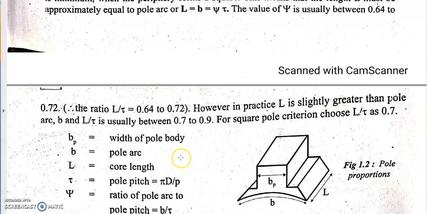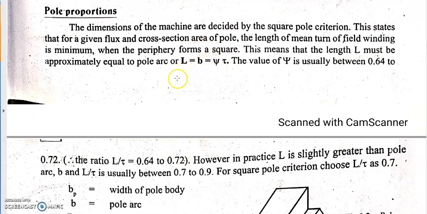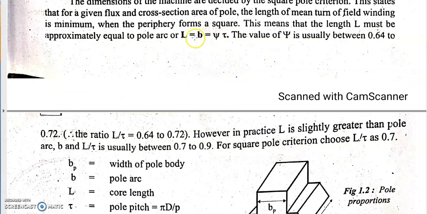Okay, so if you assume that it is a square pole criteria, or if it is mentioned in the problem that it is a square pole machine, L will be equal to B. So this L by tau or B by tau both are the same, so that ratio will be assumed between 0.64 to 0.72. Usually the value of psi, this field form factor, is between 0.64 to 0.72. So that is, the L by tau ratio is equal to psi. Okay, the L by tau ratio or the psi value will vary between 0.64 to 0.72 in case of a square pole criteria machine.